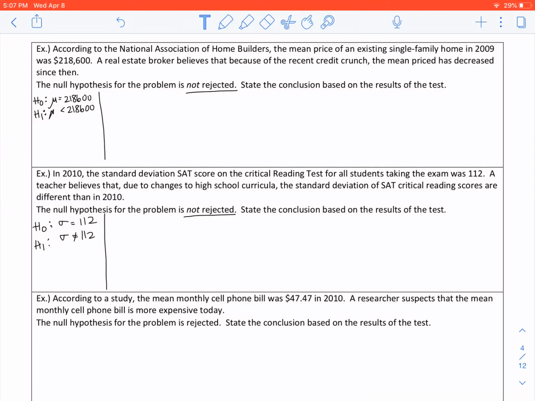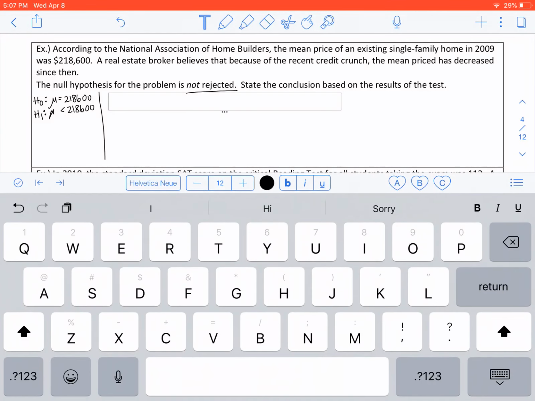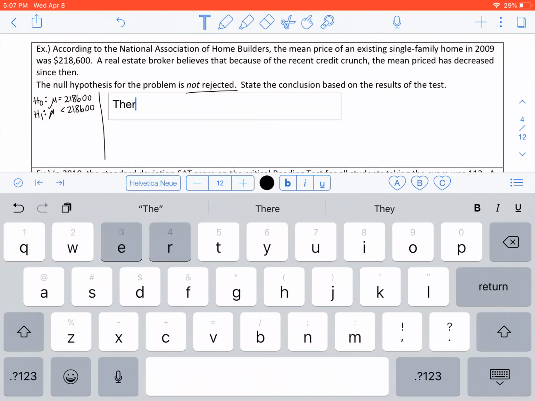So these always start off the same way. And we're going to start this off with there is. And my Open Math is going to do exactly the same thing. And you either say there is sufficient evidence or not sufficient evidence. And since we did not reject our null hypothesis, that means that we were okay with it. It means we would have rejected our alternative, and that was what we were testing. That means that we did not have enough evidence to support what we were testing.